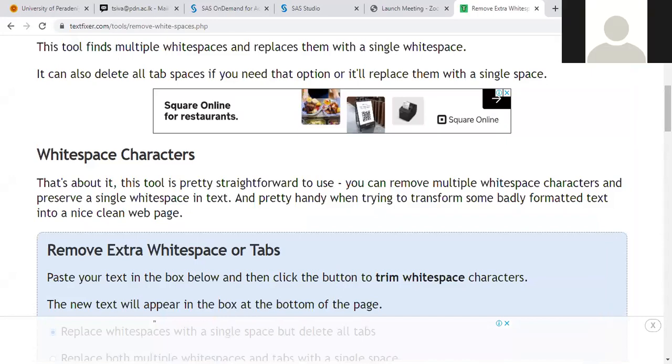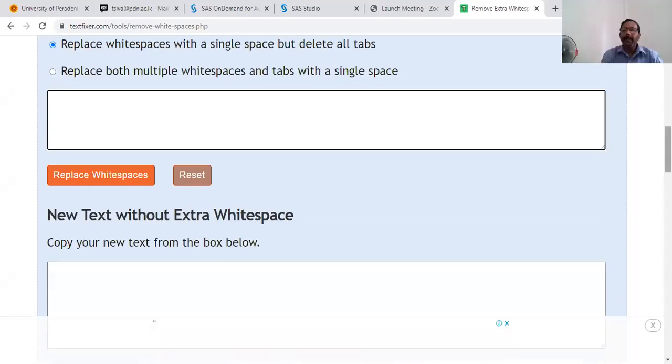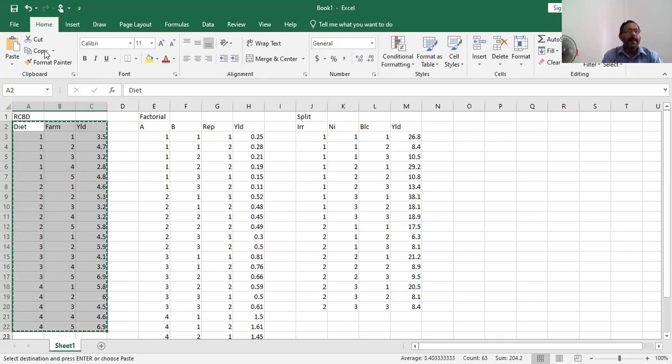Yes, sir. This is a special type of program. Two boxes are there, and now I am going to do it one by one. I will go to the Excel sheet now. I will show it only once. I copy this same data again: diet, farm, yield. I have copied. Now I will bring it here.